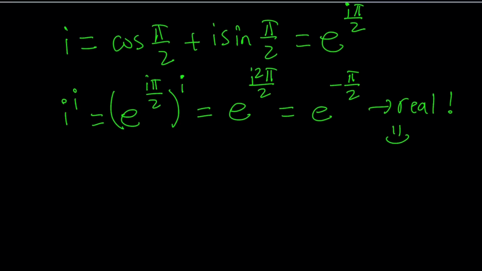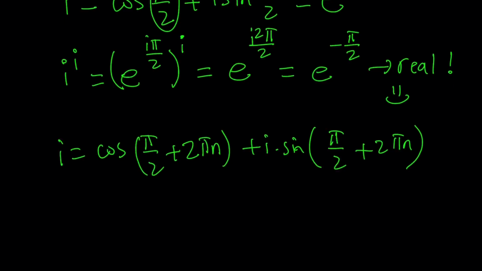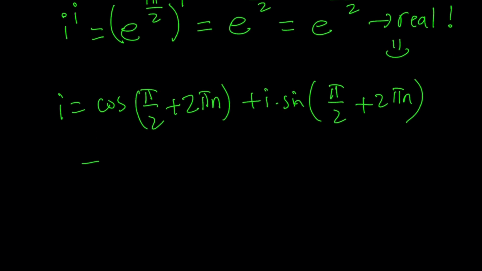You could also write, since pi over 2 can also be expressed as pi over 2 plus an even multiple of pi, or integer multiple of 2 pi. So we can also write I this way, if you think about it. We can basically add multiples of 2 pi to it because it's not going to matter. It's just going to give us more rotations. And this can be written as e to the power I times pi over 2 plus 2 pi n.